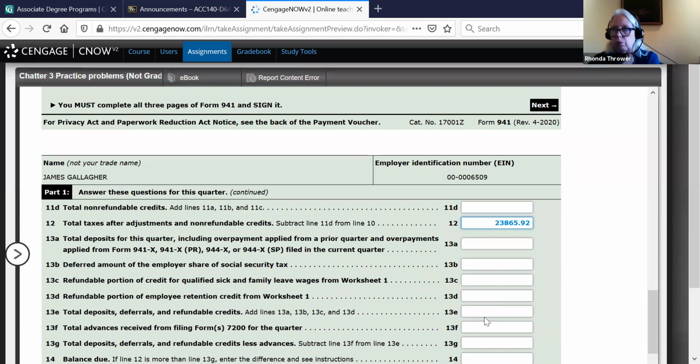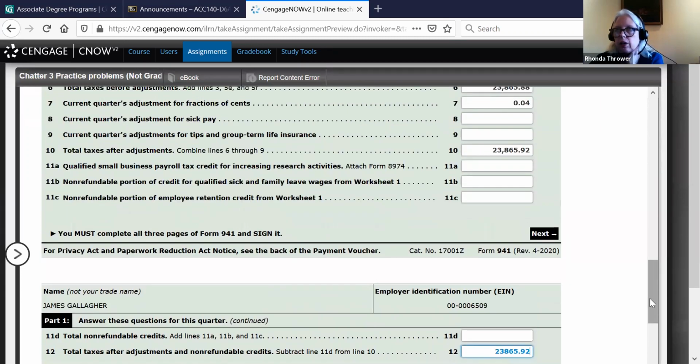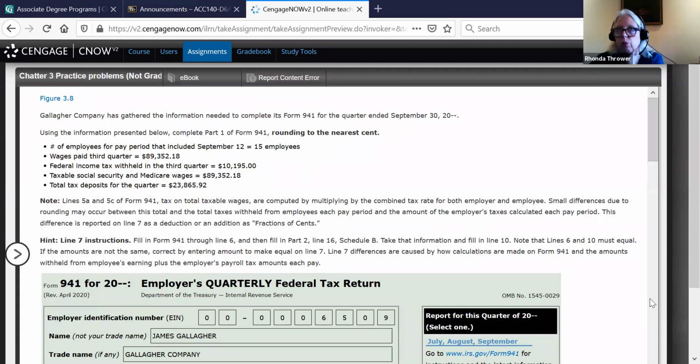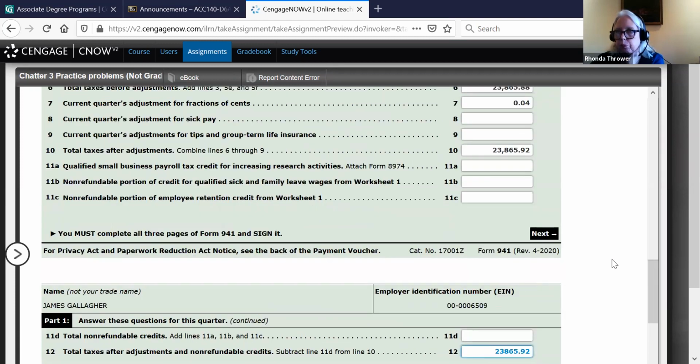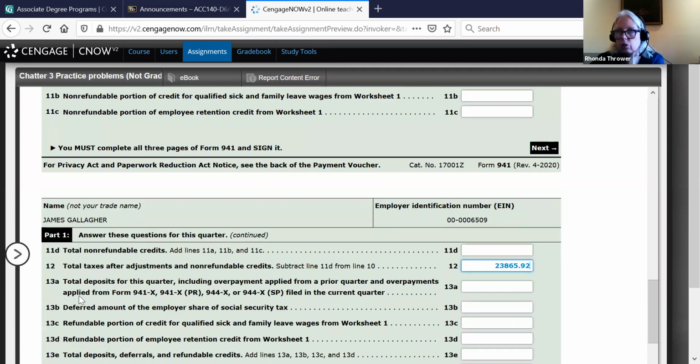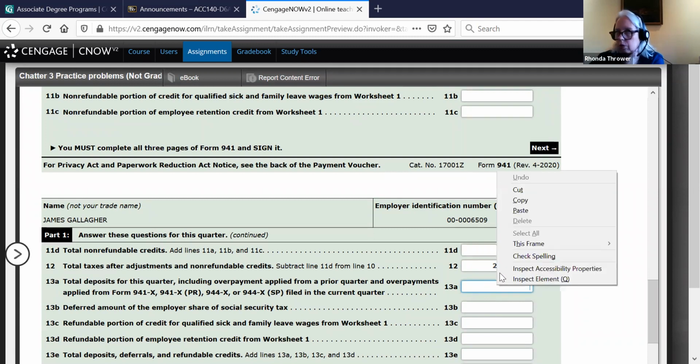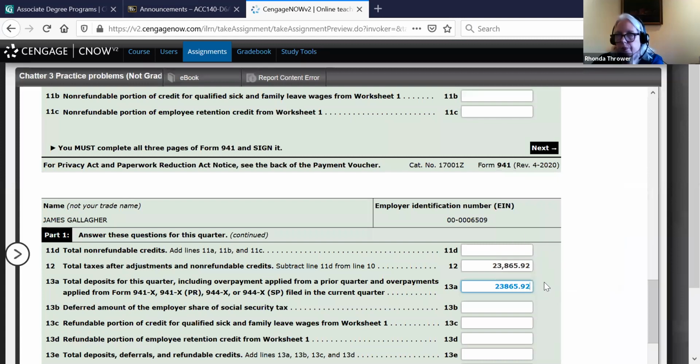I did miss something up here, so let me go back to it for just a second. They did want the total tax deposits for this quarter. And again, those total tax deposits for the quarter were given to you right here. 23,865.92 would belong on this line 13, total deposits for this quarter. It is the same as this because we didn't have any overpayments.